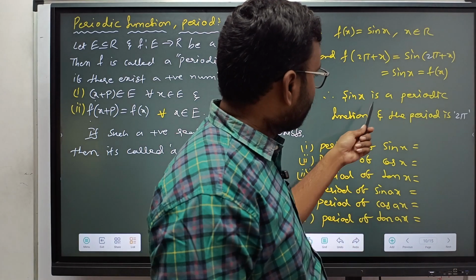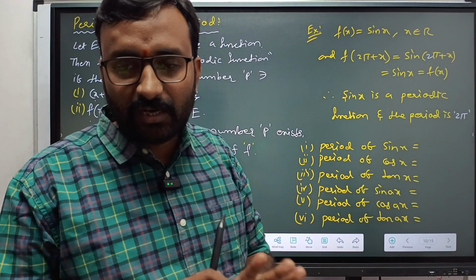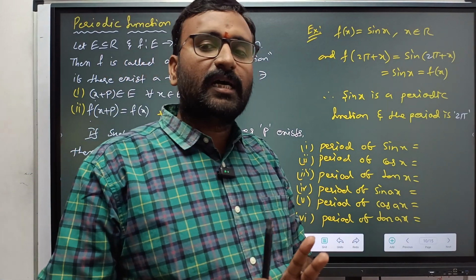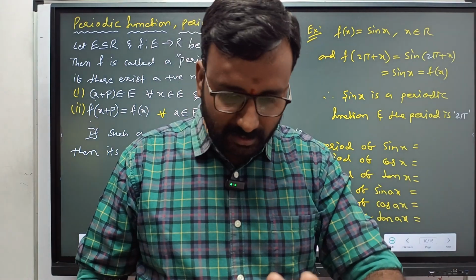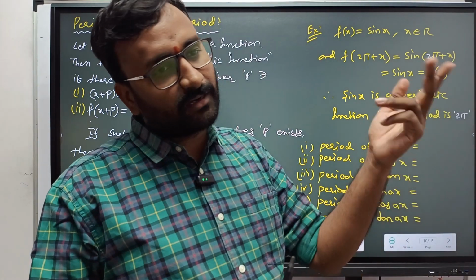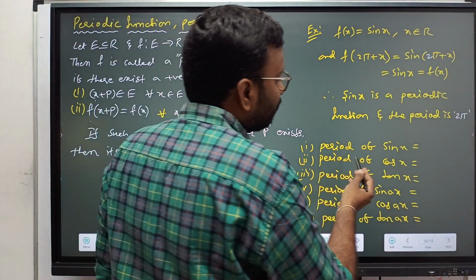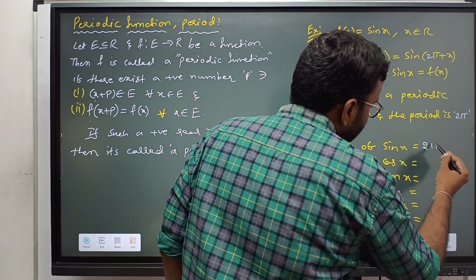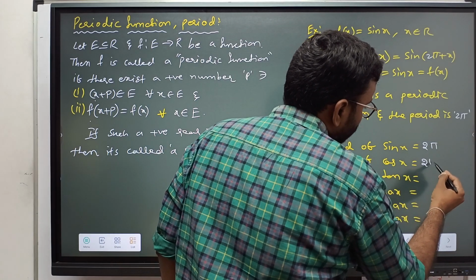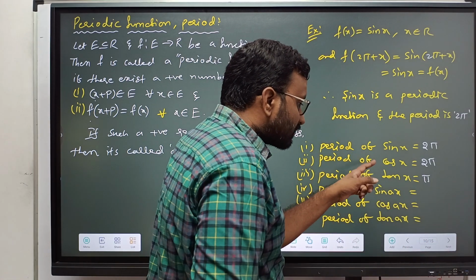So sin x is a periodic function and the period is 2 pi. In the same way we have sine, cos, tan, cot, secant, cosecant. It is enough to learn three; these three will give the remaining three: sine gives cosecant, cos gives secant, tan gives cot. Here the period of sin x is 2 pi, the same for cos, 2 pi. And tan is different, pi. This is sin x, cos x, tan x.